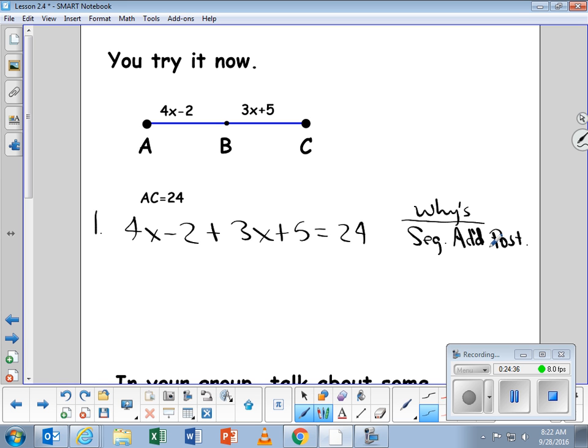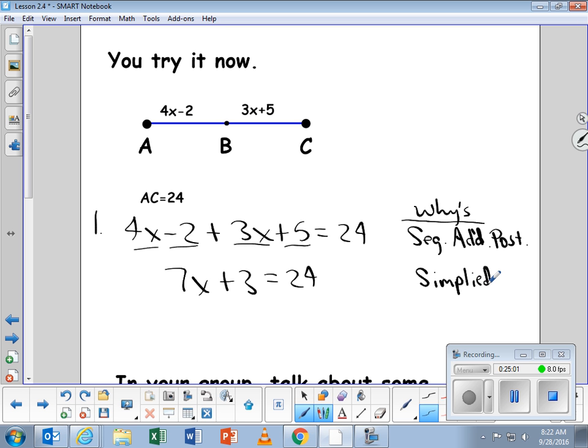Okay? Step 2, what do we do to both sides? Nothing, right? So what do we do first? We added like terms. 4x plus 3x is 7x, minus 2 plus 5 is plus 3, equals 24. We simplified, or we added, or we combined like terms. Any of those phrases would be okay.